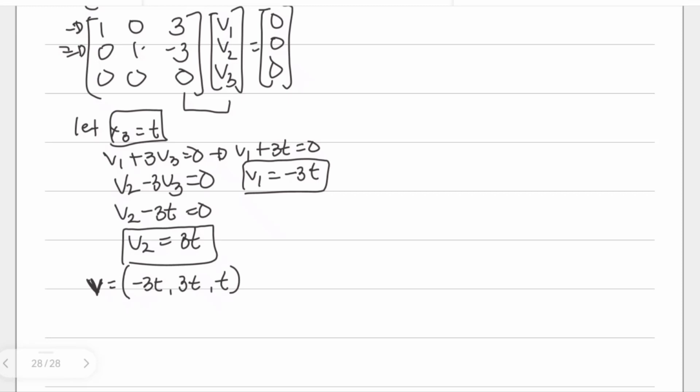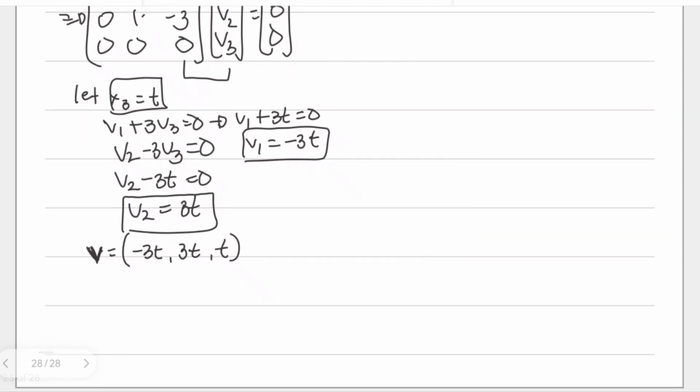Or, if we take out t, we'll have this kernel of T. As you take out t, you will have your negative 3, 3, and 1, such that t is an element of the real numbers. This is now the set of all vectors, since you have an arbitrary variable t which could take any value as long as it's a real number.